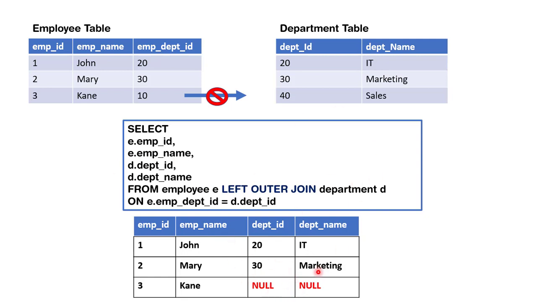So first it will print all the matching records. Then it will also consider whatever is left in the left side table, right? If you see Kane was only left on the employee table, but it was not matching. So the right side columns are coming as null. So I hope this visualization will help you to understand this left join, right?